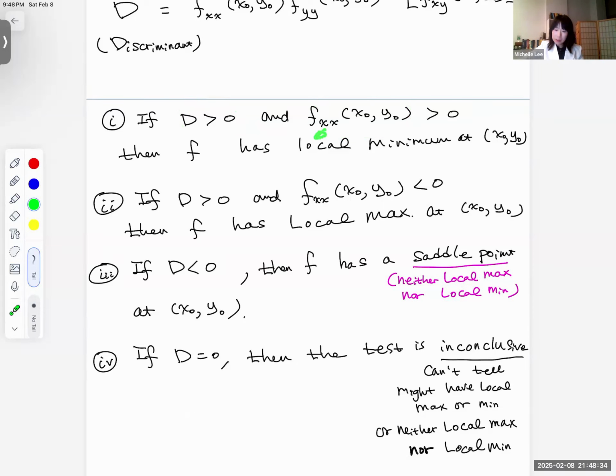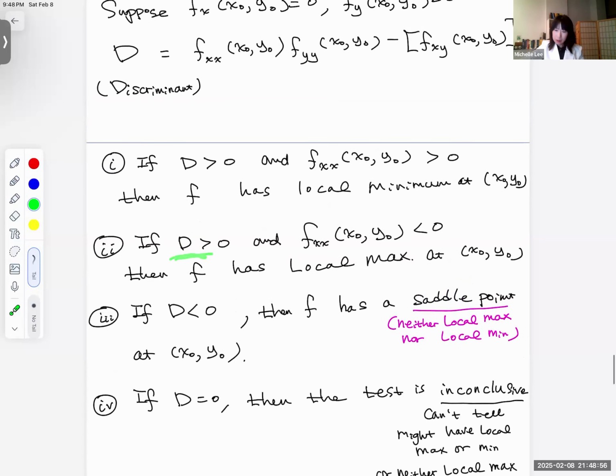So the discriminant and the second derivative are greater than 0, there is a local minimum. This is just a little bit similar to calculus 1. Okay, now the second one: the discriminant is greater than 0, and the second partial derivative with respect to x is less than 0, local maximum.